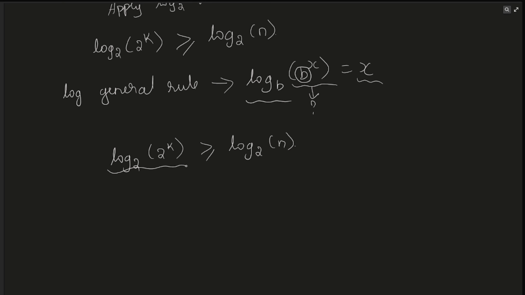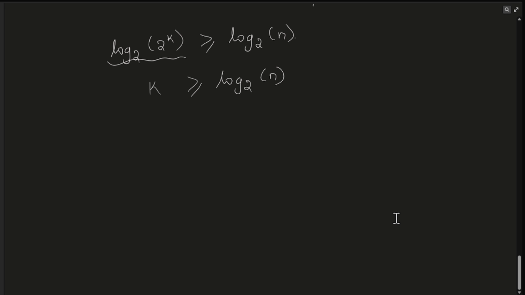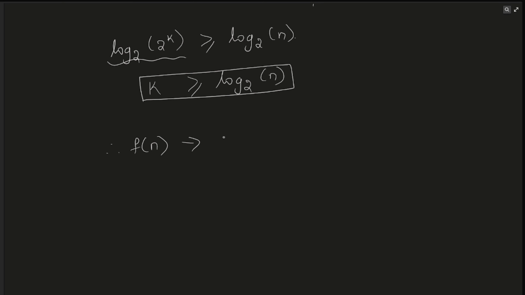We can apply the log general rule for this term. After applying the rule, this term becomes just k, which is greater than log base 2 n. Finally, we got to know what k is. Our for loop runs until I is greater than or equal to log base 2 n. Therefore, the time complexity of our for loop is nothing but big O of log n. We'll ignore the constant, so we'll just generalize this to log n.